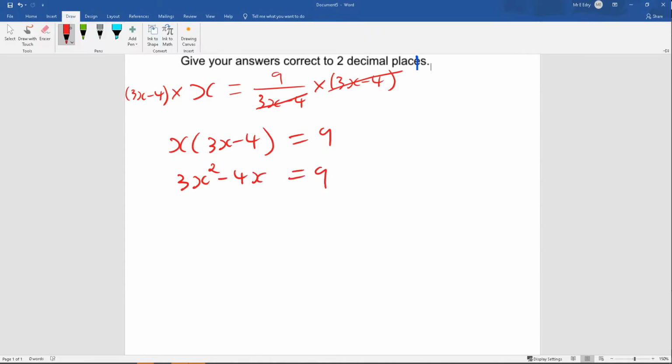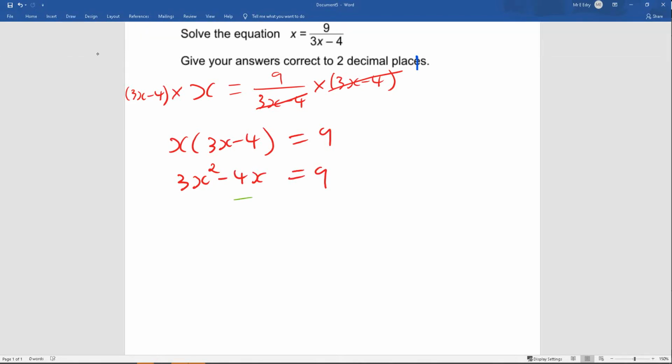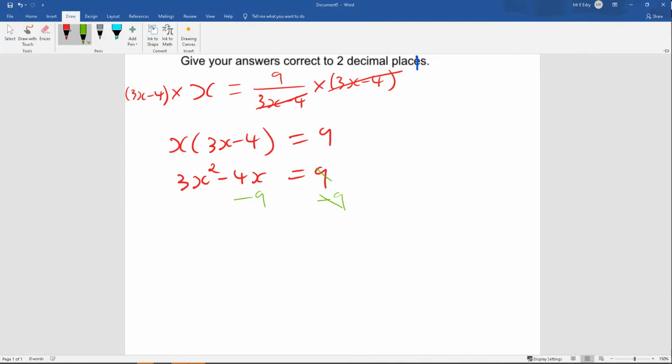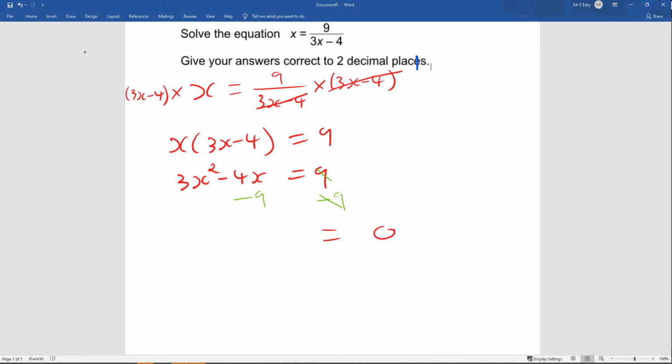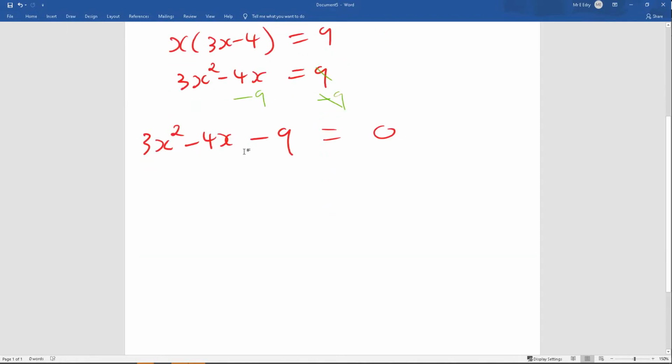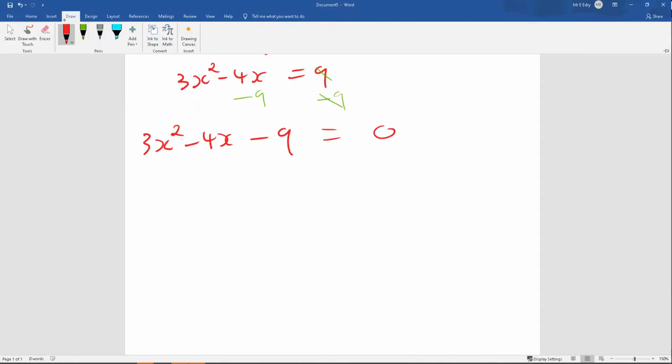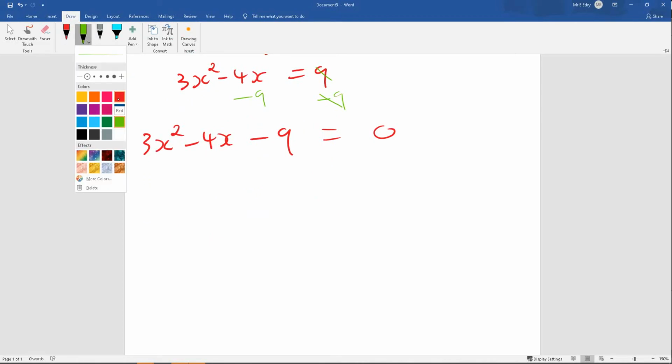And then to get this into the form ax squared plus bx plus c equals 0, I need to subtract 9 from both sides, so that on the right hand side I now have 0. And we can see on the left hand side we have 3x squared minus 4x minus 9. So now we have it in the right form, and we need to compare coefficients to see what a, b, and c are.